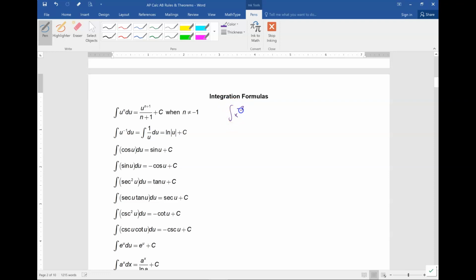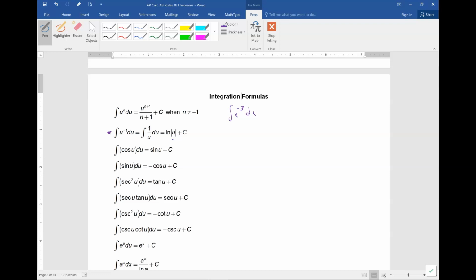x to the negative 3, let's say, right? dx, same idea. Add 1, divide by the new exponent. Except if you have the integral to the power of negative 1, then it's 1 over u du, and the integral is ln of u plus c. Yes? Remember the absolute values.